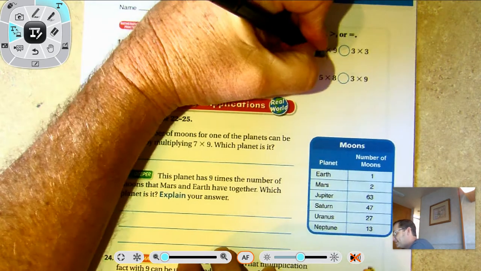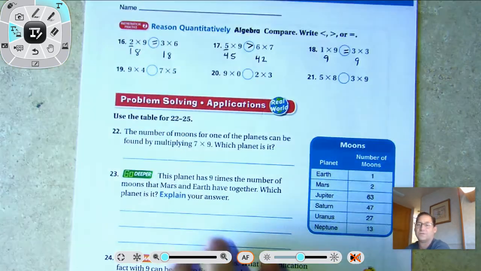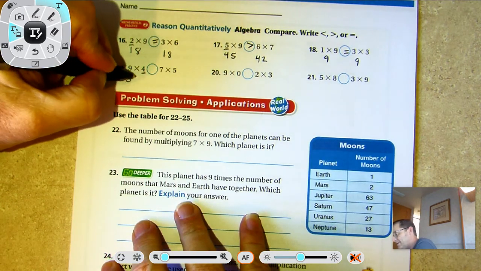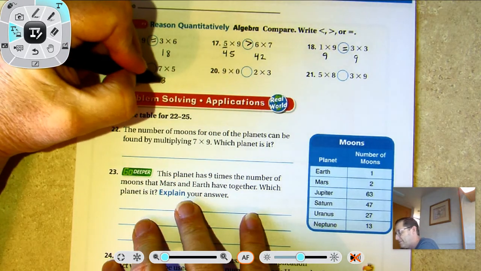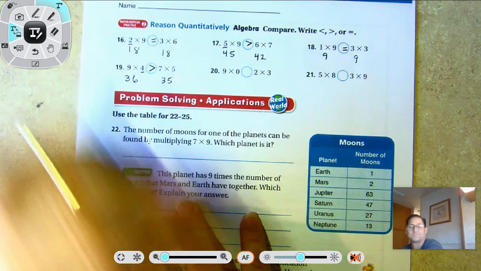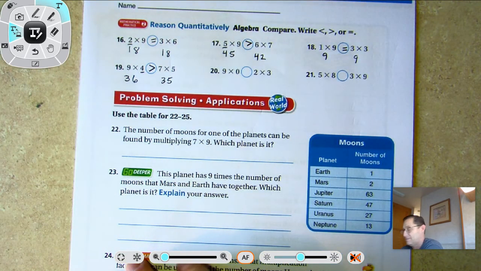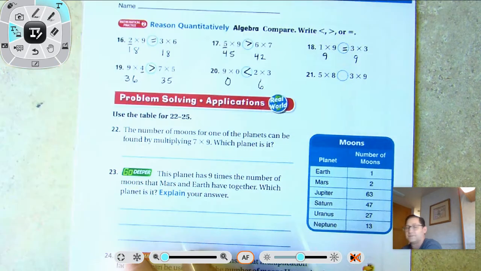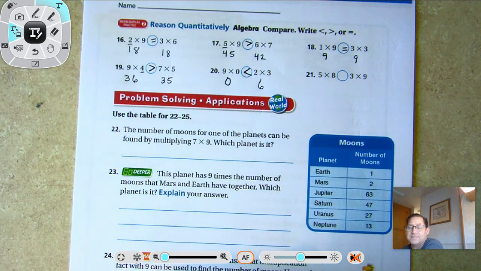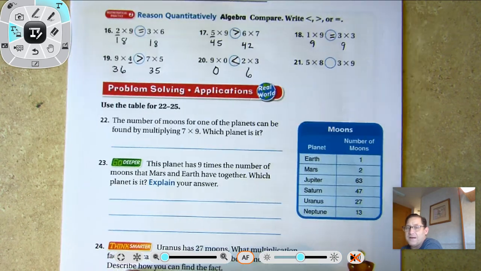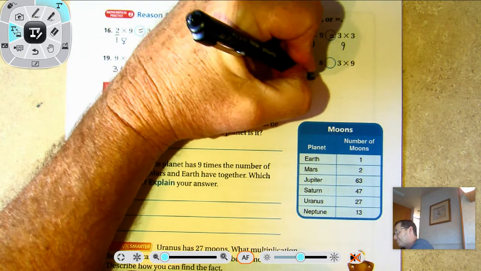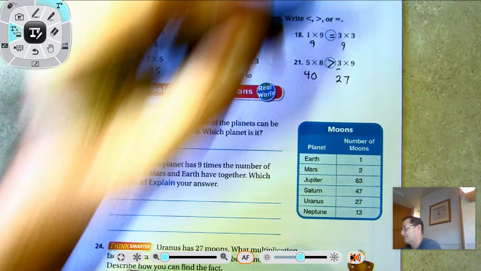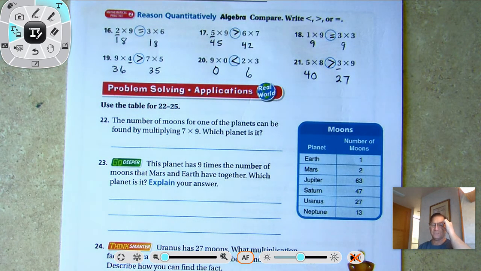1 times 9, 9. 3 times 3, 9. Those two are equal. 9 times 4 is 36. 7 times 5 is 35. 9 times 0 is 0. And 2 times 3 is 6. So 9 times 0 is less than 2 times 3. 8 times 5 is 40. And 3 times 9 is 27. So 5 times 8 is greater than 3 times 9.